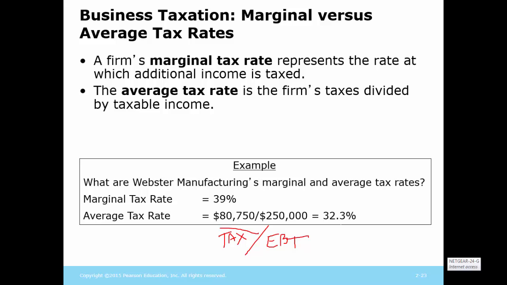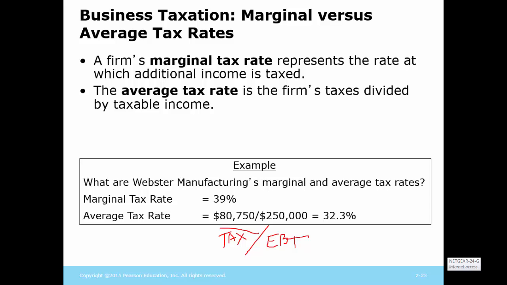So let's think about this just for a second. Which one of these tax rates is the most important? Well, especially for small firms, we can make mistakes if we rely on average tax. You see the difference here is 7%. So if you use the average tax in your forecasting for a project, assuming you make $250,000 now, and let's say the next project is going to earn you another $50,000.